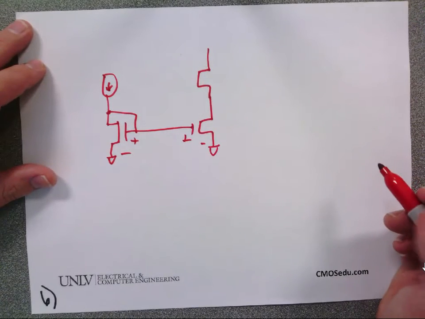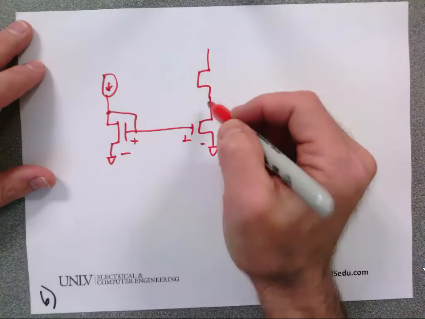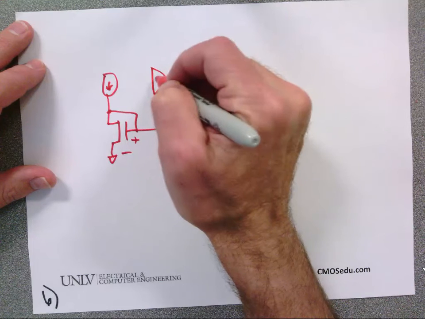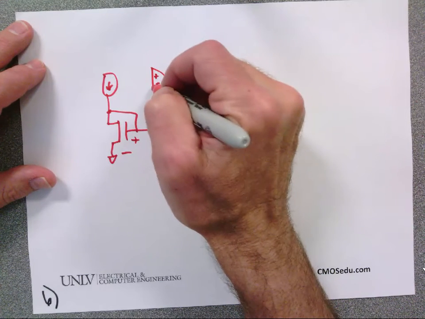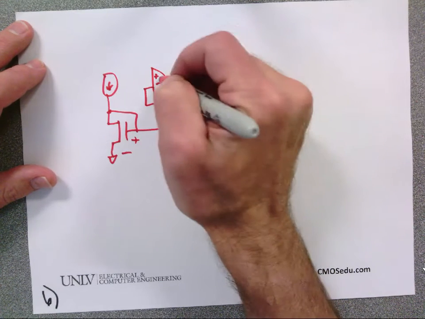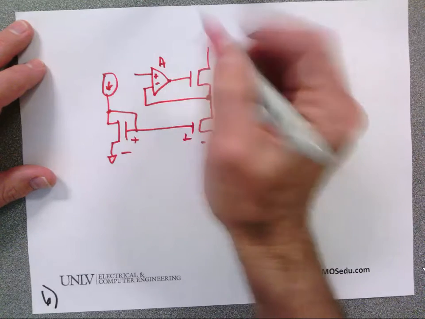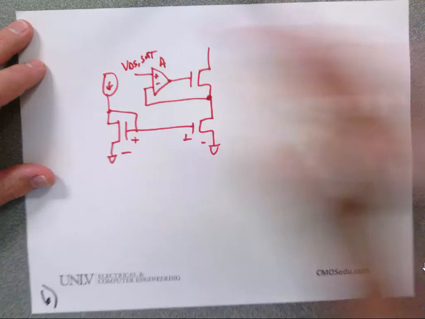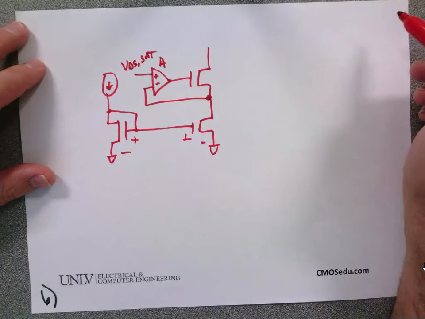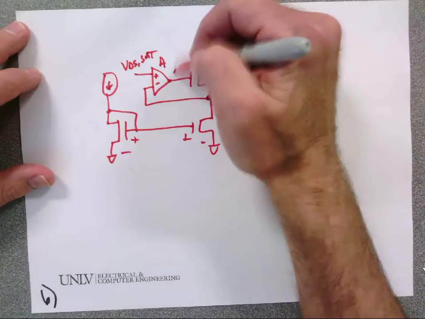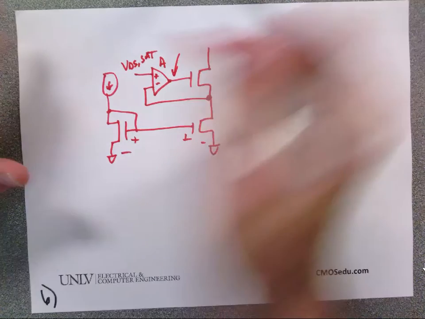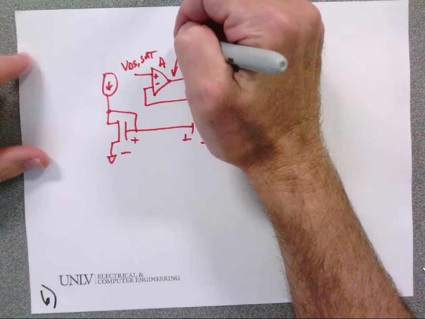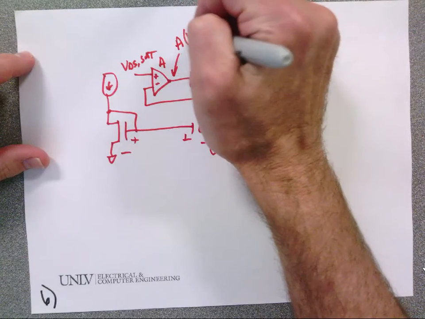How do I regulate this drain more? What I'm going to do is put a transistor or an amplifier here with a gain of A. And then I'm going to put this at VDS sat. And this output, well, before we go any further, let's just say what the output is. It's A times V plus minus V minus.